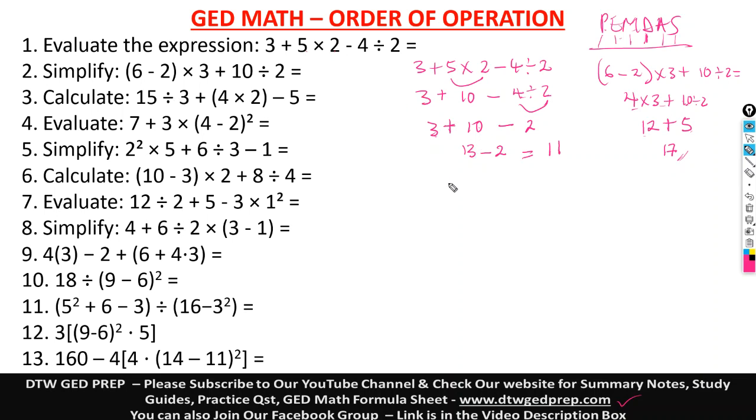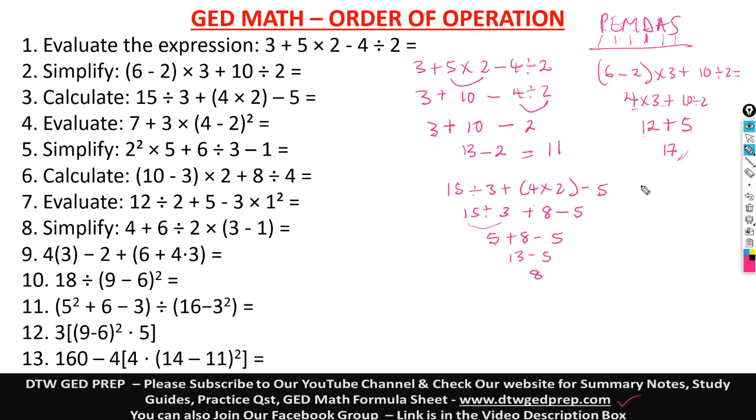Number 3 says 15 divided by 3 plus, in parentheses, 4 times 2 minus 5. So we have a parenthesis, so let's resolve this. 4 times 2 is 8. So you have 8 minus 5 plus 15 divided by 3. So we have a division. 15 divided by 3 is a 5 plus 8 minus 5. So 5 plus 8, that's 13. And 13 minus 5 gives us 8. Do you see that?